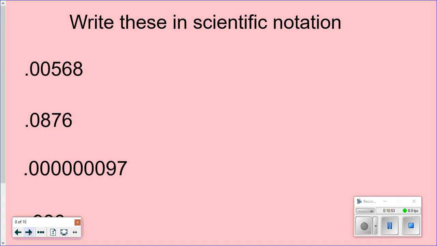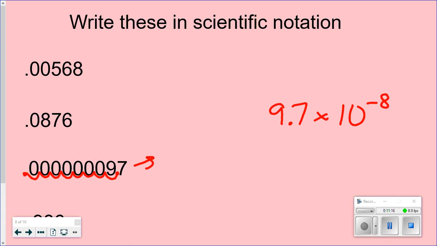So let's try a few of these. Let's just try this one right here. So I have 0.00000097. So I'm going to take my 9 and my 7 off there, and I'll make that between 1 and 10. I'm going to take it times 10. So if this is where I put my decimal, let's count how many spaces. 1, 2, 3, 4, 5, 6, 7, 8 spaces. So it would be to the negative 8. It does not matter if your number is negative, it matters which way you move your decimal.